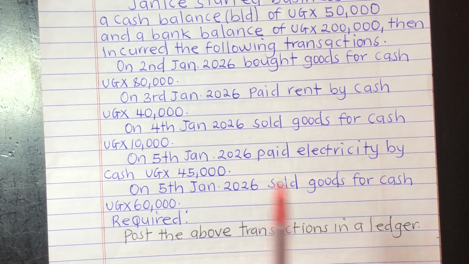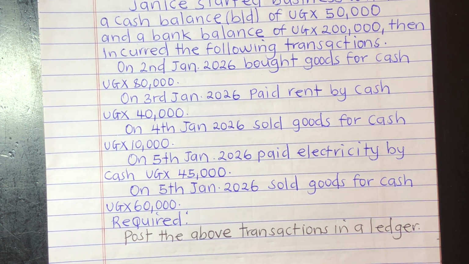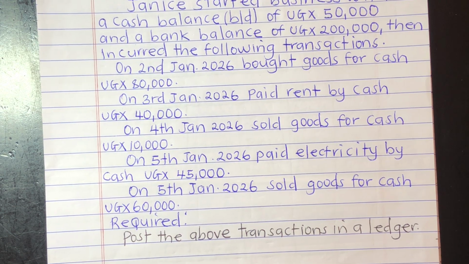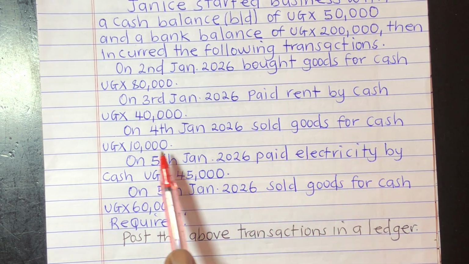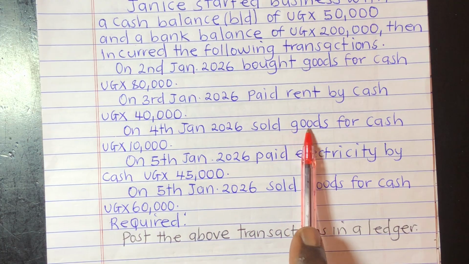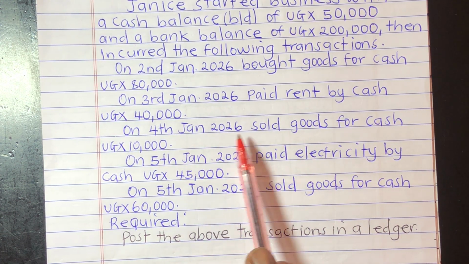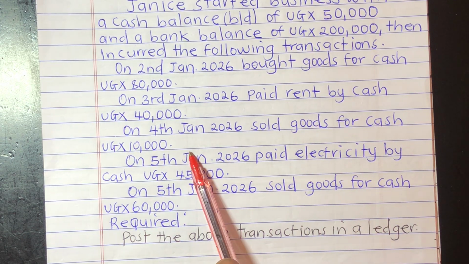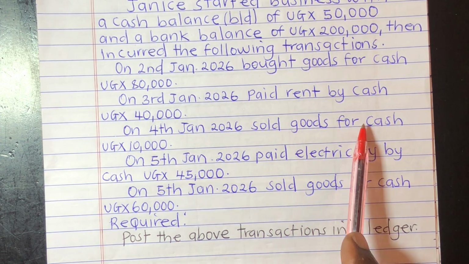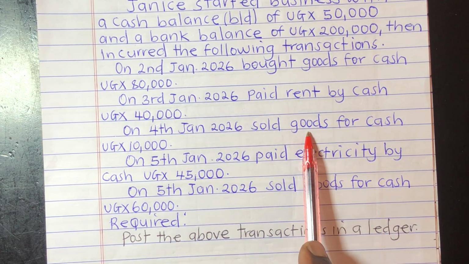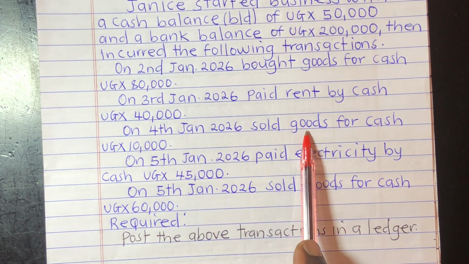Then 4th January, we said sold goods for cash UGX 10,000. Now the accounts here are two. We have the sales account and the cash account. Now if you sell goods for cash, meaning you've sold goods and you're losing out the goods and receiving cash. So in this regard, cash is going to increase.